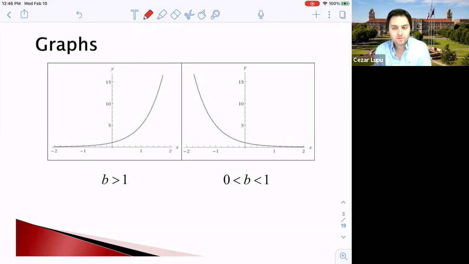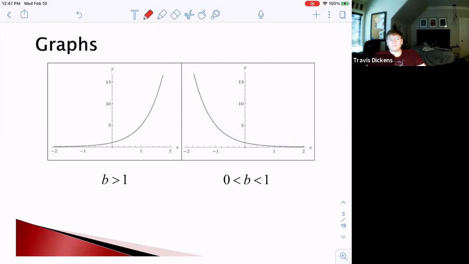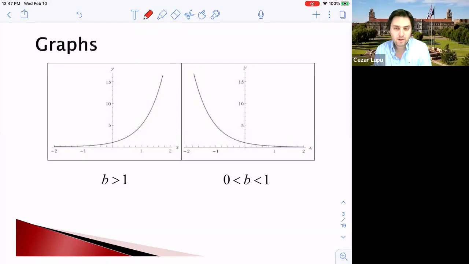What is the first observation, by just looking at the two graphs? They're flipped. It flips, right? But before we even go there, is there a certain point that the graph passes through, by just looking at it?